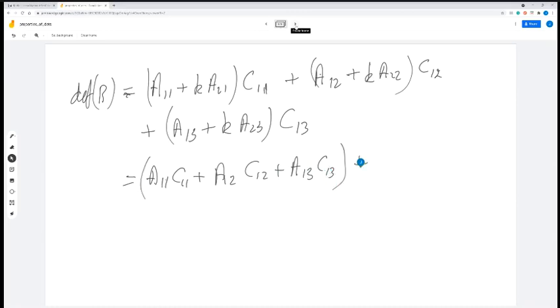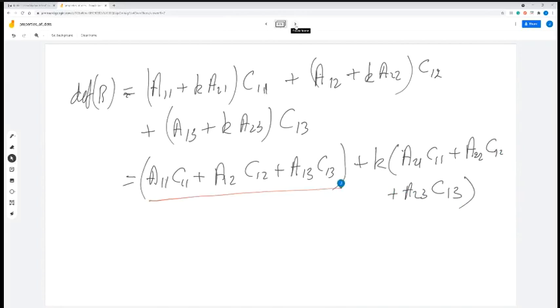Plus, then I have a common factor of K in every one of the remaining terms. So I have K times A21, C11 plus A22 times C12 plus A23 times C13. Okay, now I hope you can see what this is. This is just the determinant of A, right?